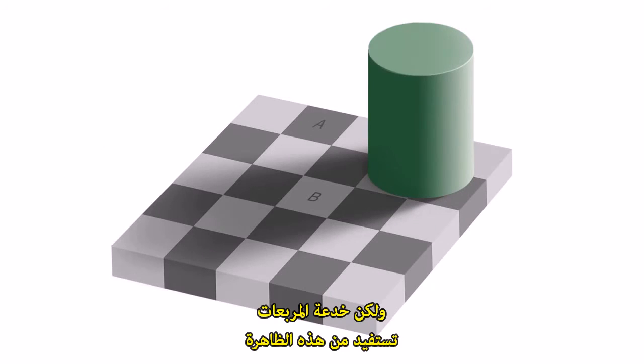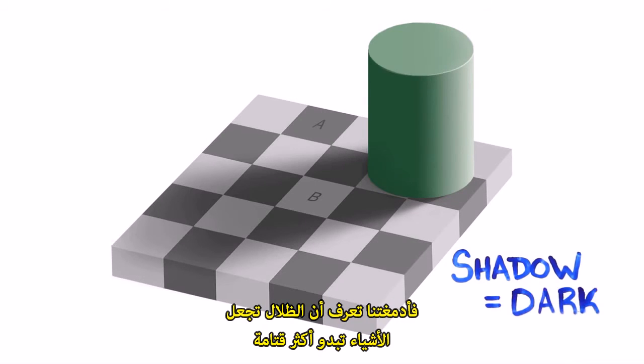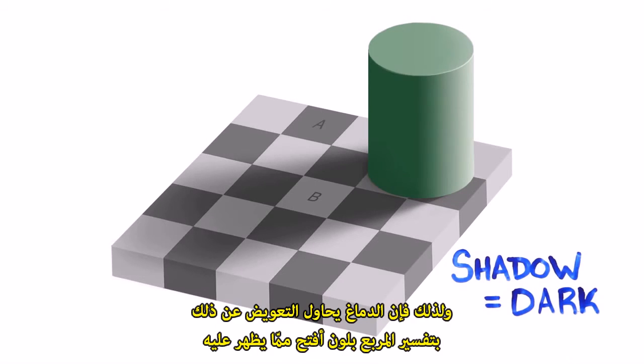The tile illusion takes advantage of this phenomenon. Our brains know that shadows make objects look darker. As a result, the brain compensates by interpreting the tile as being lighter than it appears, until we take the shadow away.